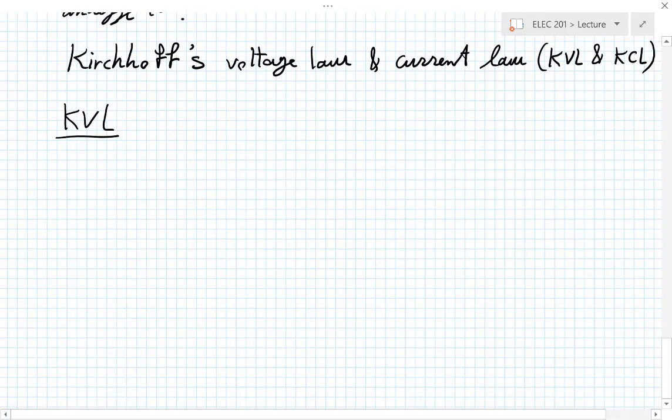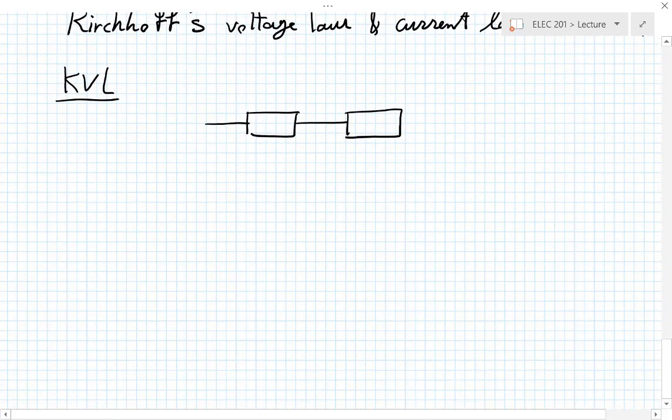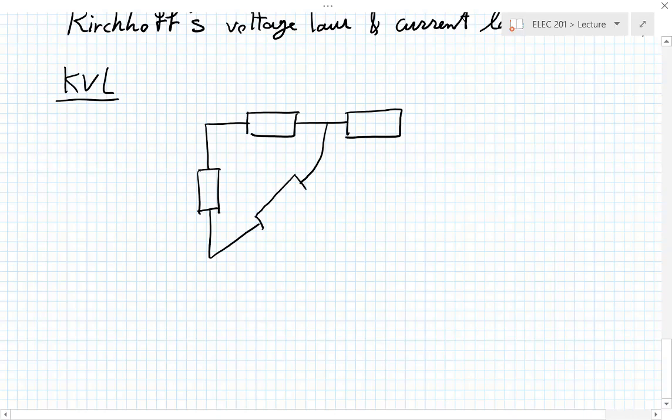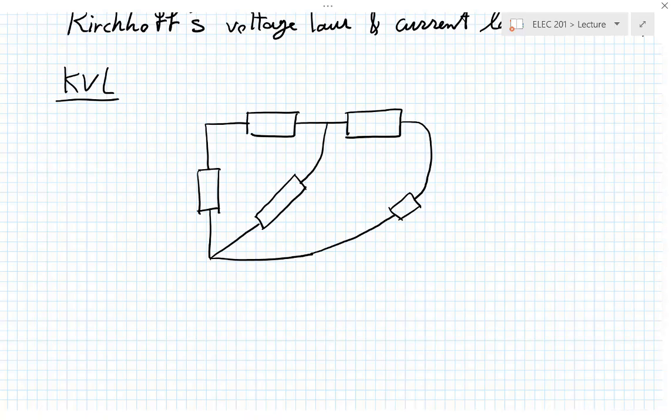So I will draw a circuit, and I'm not even specifying what the elements are. Could be a resistor, a switch, a capacitor, what have you. I have some wires, of course. Okay. This is an example of a circuit.